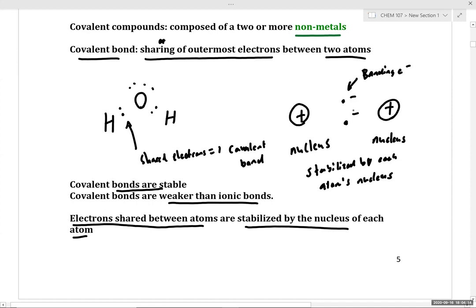Is everyone comfortable with the idea of ionic and covalent bonds? Any questions?